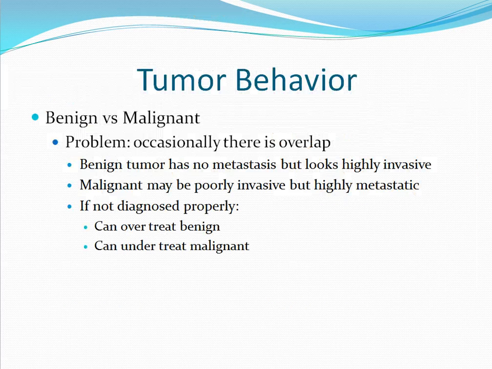Now, there is a problem with trying to look strictly at benign versus malignant, because occasionally there is an overlap between these sets of traits, and there is a wide range of expression of benign and malignant tumors. The problem arises, for example, if a benign tumor has no metastases but looks highly invasive. So it has some traits of a benign tumor and some traits of a malignant tumor. How do you identify it? Malignant tumors may be poorly invasive but highly metastatic. So again, they have traits of a benign tumor and some of a malignant tumor. The problem comes if these tumors are not diagnosed properly. What can happen is one can overtreat a benign tumor or end up undertreating a malignant tumor.